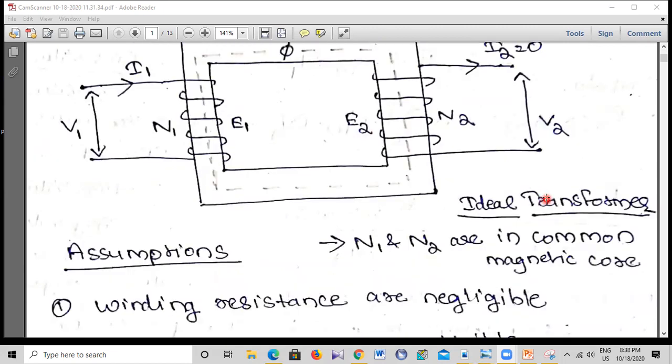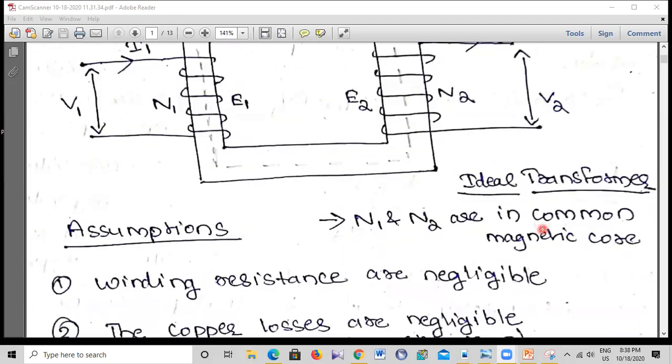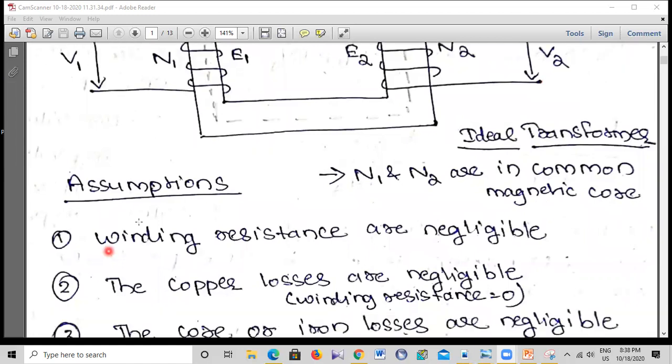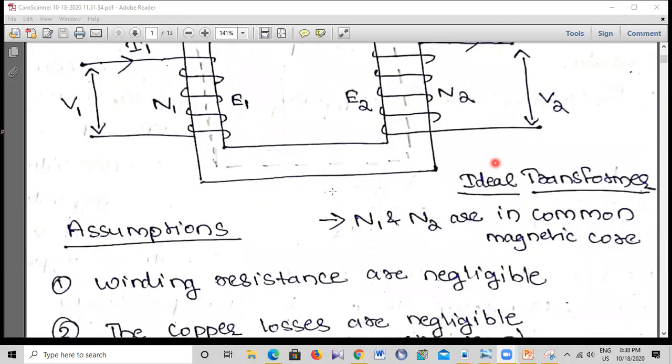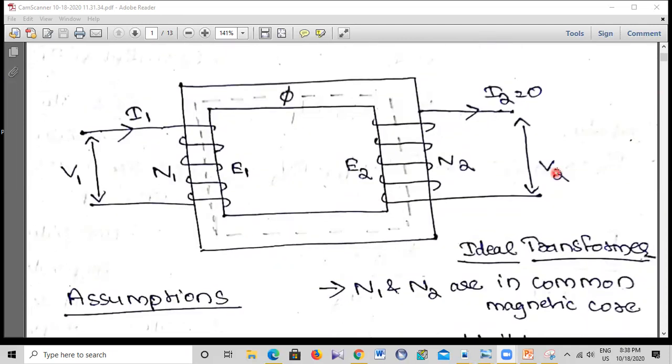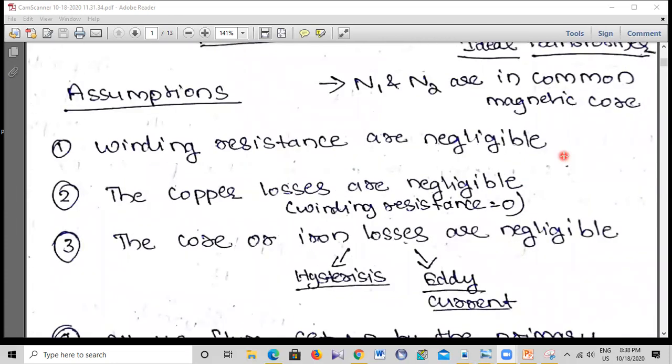This is important with regards to our exam. For an ideal transformer, we take some assumptions. First, the winding resistances are negligible. For a practical transformer, there will be a resistance R1 in the primary and a resistance R2 in the secondary respectively. In the case of an ideal transformer, the winding resistances are negligible. We take them equal to 0.